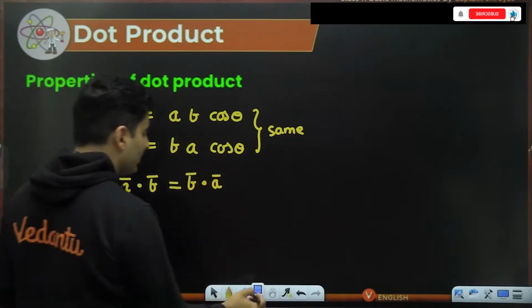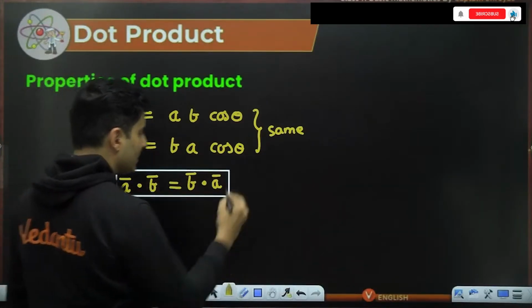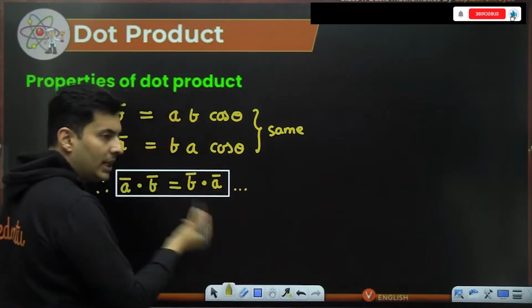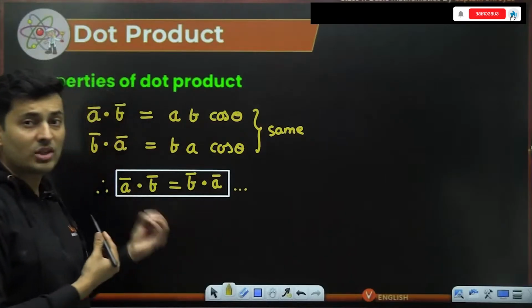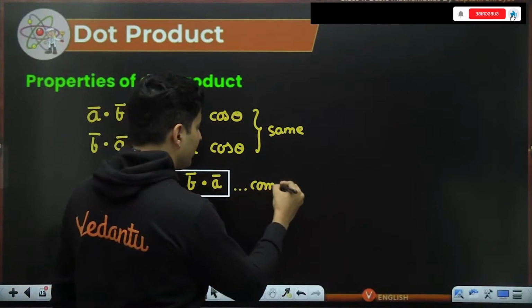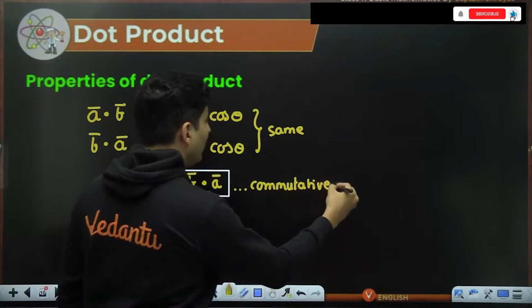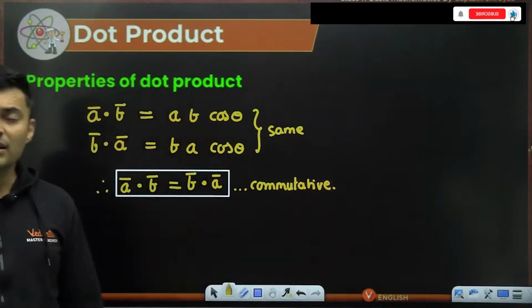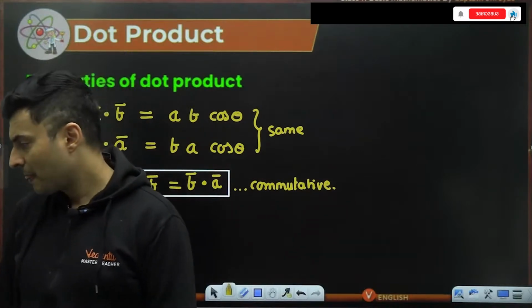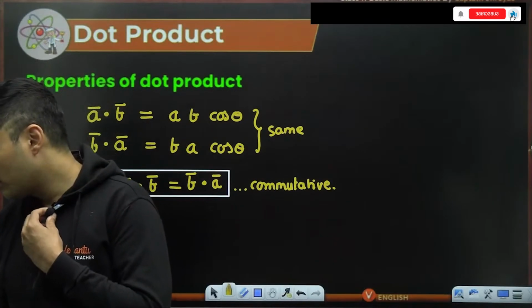So what does this mean? If B dot A is A dot B, it means that it is not dependent on the order, and when the outcome does not depend on the order of the events, such a thing is called commutativeness. So it's commutative in nature. Okay? All right. Sir, what is the scalar product of more than two vectors?